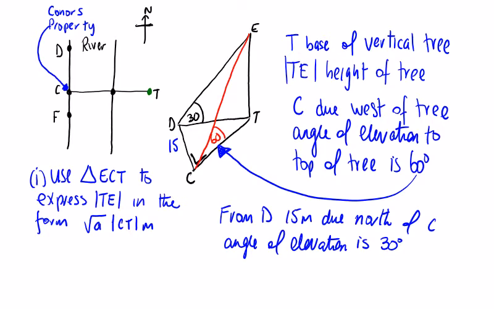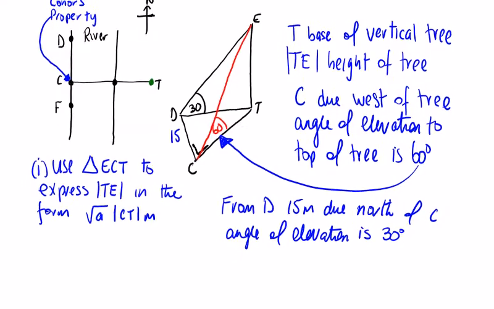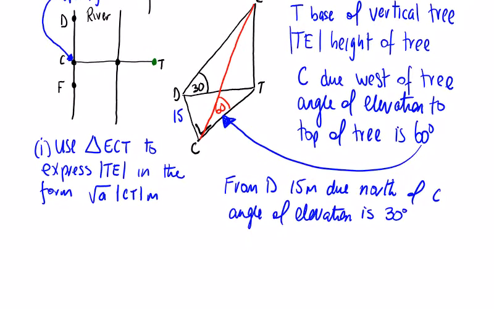So we have a visual from D to the top of the tree. It's 30 degrees. E is the top of the tree. And from C to the top of the tree is 60 degrees, the red line. So use the triangle ECT to express TE in the form root A CT meters.